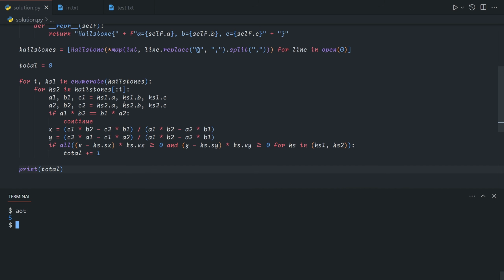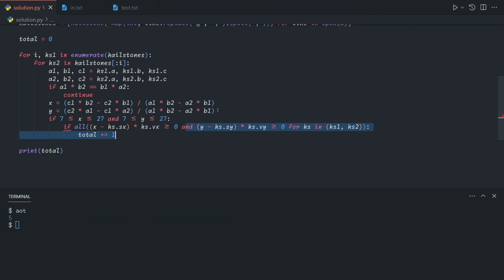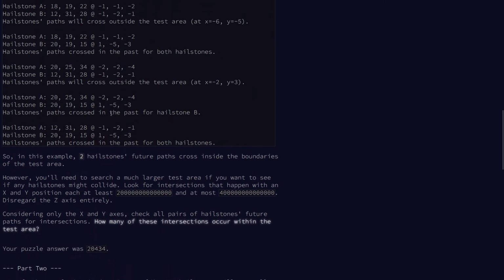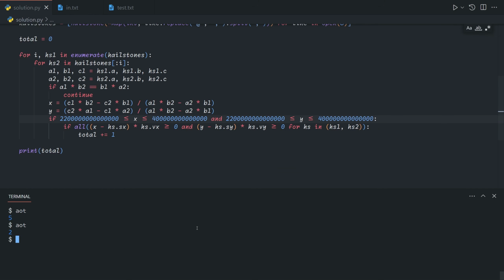And now finally, the last thing we need to check is that this is actually within our boundaries. So if 7 is less than or equal to x less than or equal to 27, and same goes for y, then we add 1 to the total. And now to run this on our real input, we just need to replace our numbers with these ones here. It would appear that I accidentally put an extra 2 there. And now that gives us our answer for part 1.